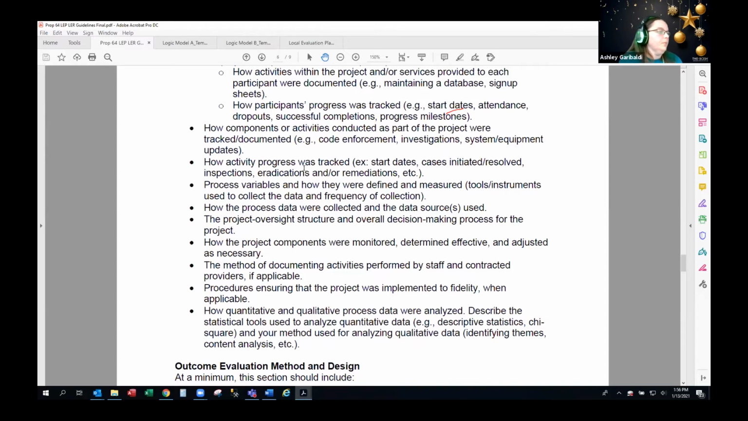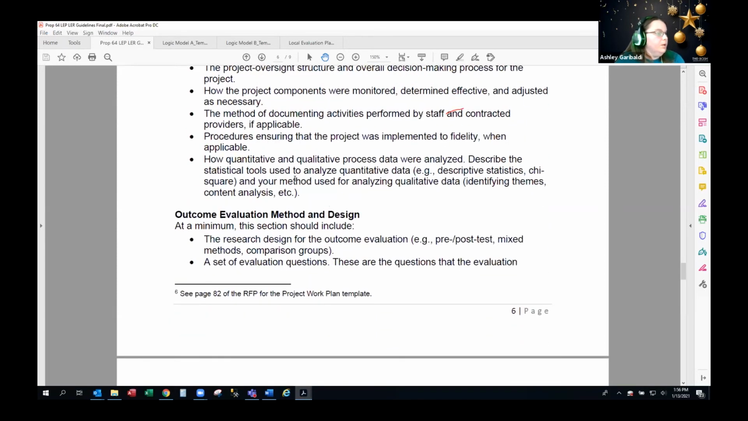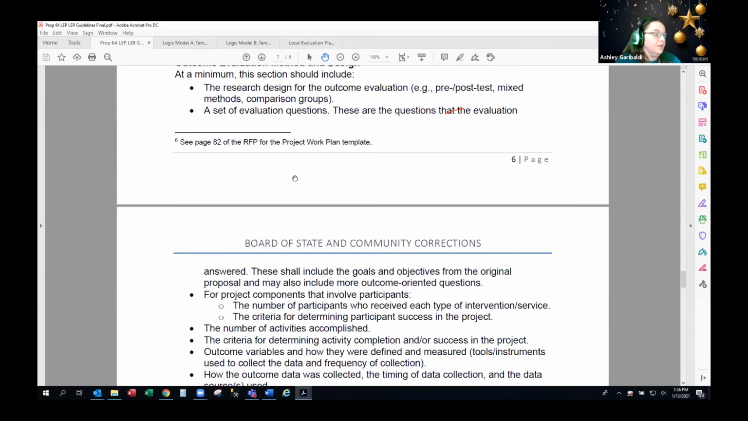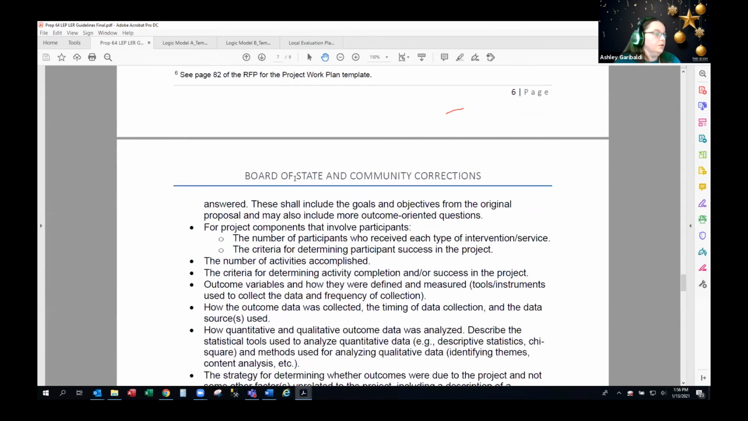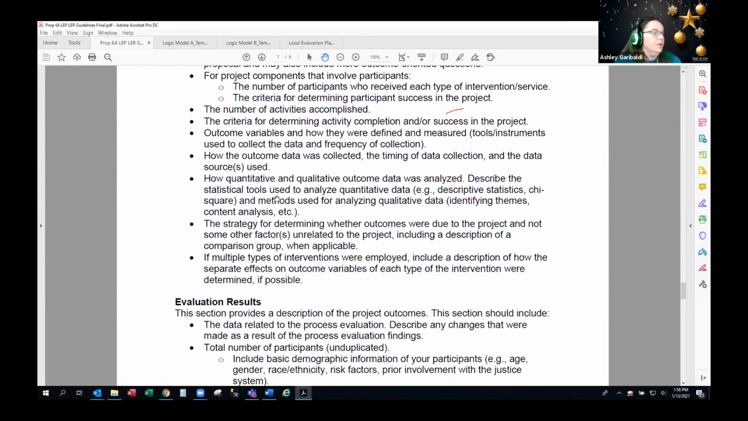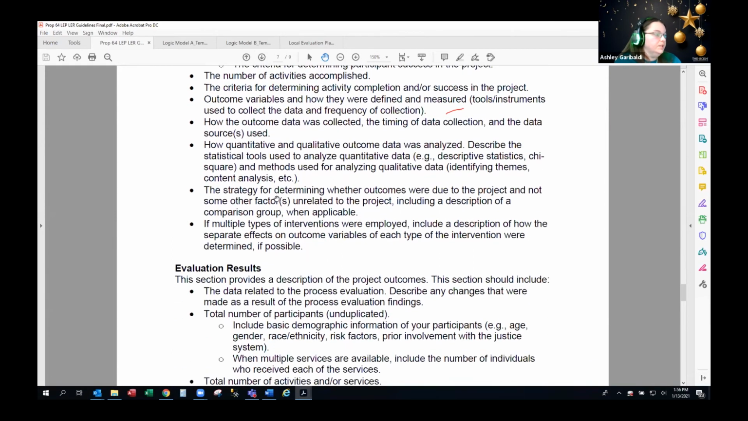So, of course, super important, the outcome evaluation and the method of how you actually analyze the outcomes, the questions, again, that you asked and answered, what you actually accomplished through activities and how you define success, the methods of analyzing the qualitative and quantitative data, and then your strategies, and again, multiple interventions if employed throughout, detail that.